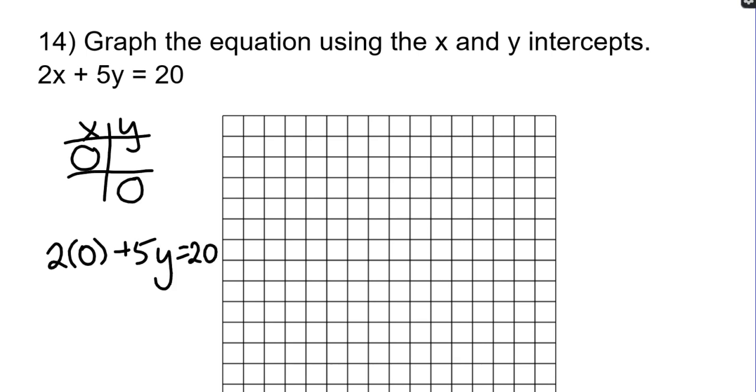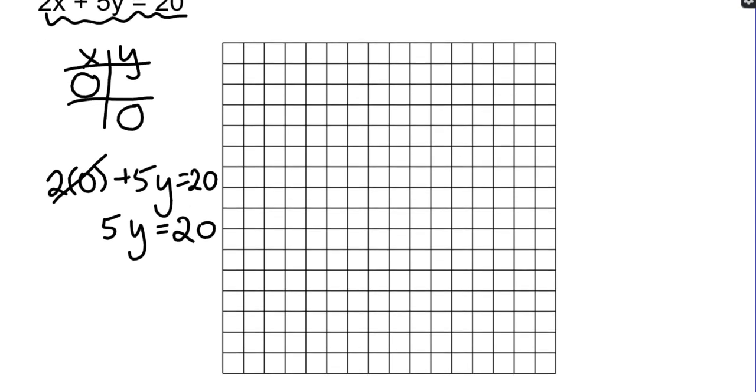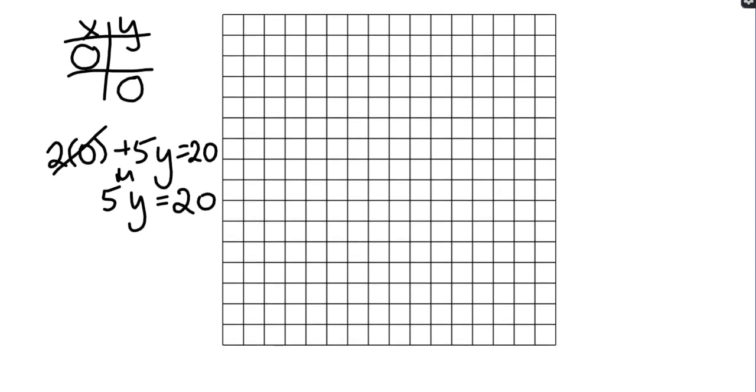So when I put 0 in my equation for x, this is what it looks like. I took that equation that I was given, and instead of x, I put 0. 2 times 0 is just 0, so all I'm left with is 0 plus 5y, or just 5y, equals 20. Now I just have a one-step equation. If this is multiplied by 5, the opposite is to divide by 5. So I divide by 5, and I have y equals 4.